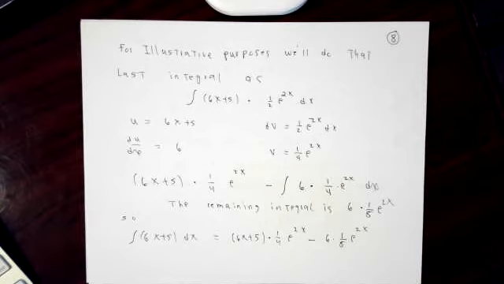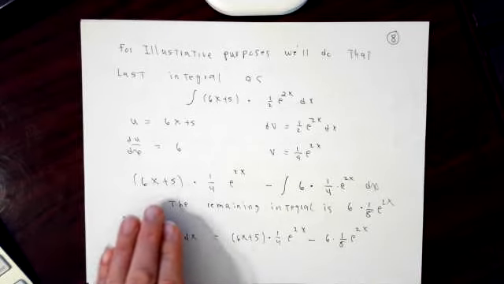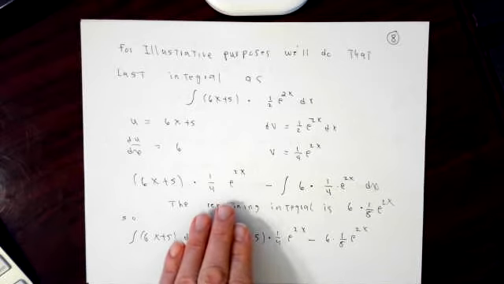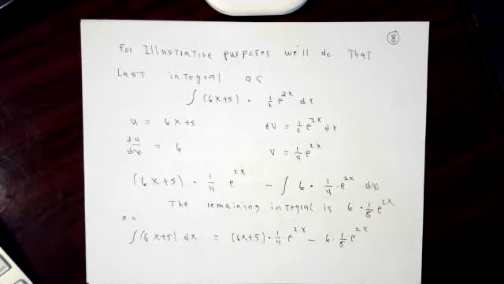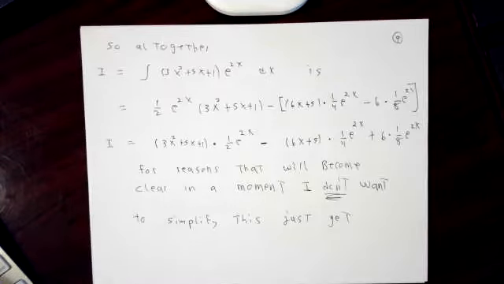Just the part that we didn't know before is 6x plus 5 times 1/4 e to the 2x minus 6 times 1/4 times e to the 2x dx. I'm going to pretend I don't actually know that integral and go on and continue this process.